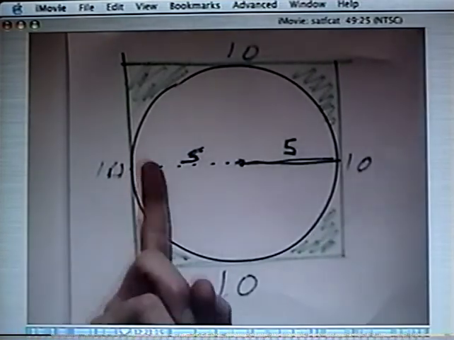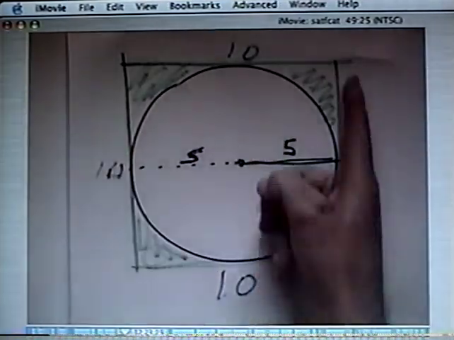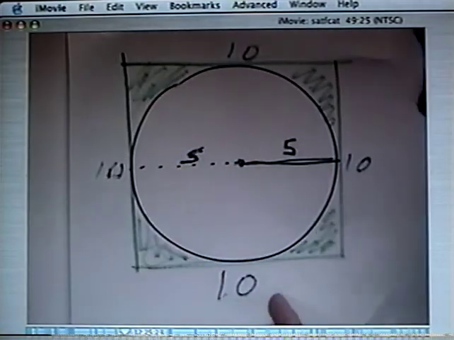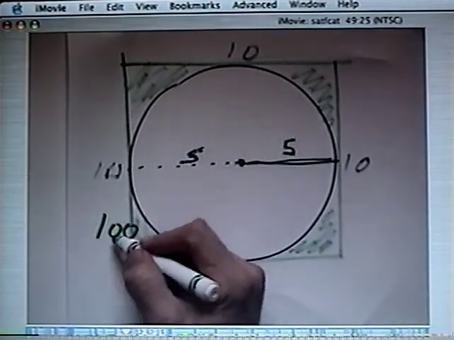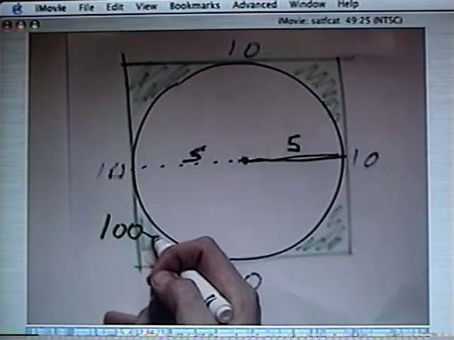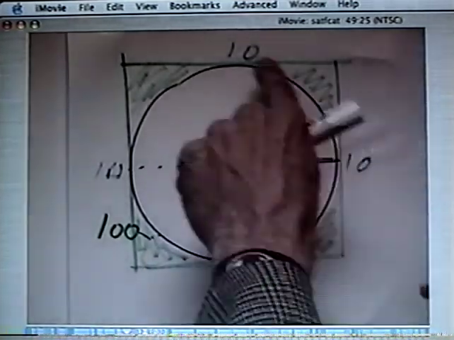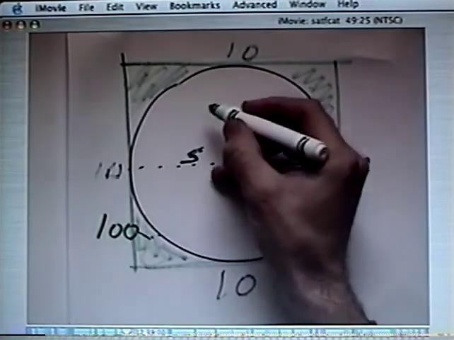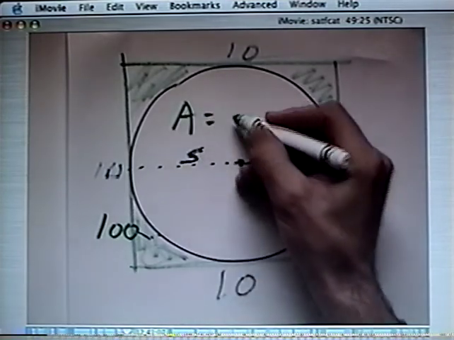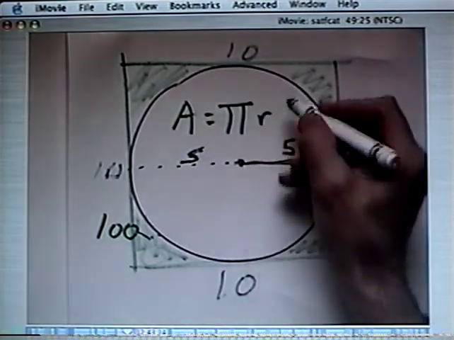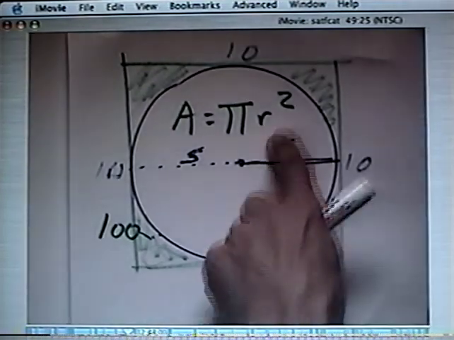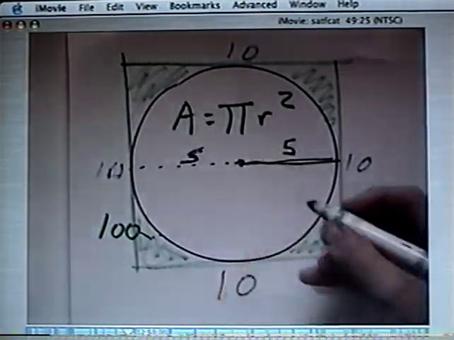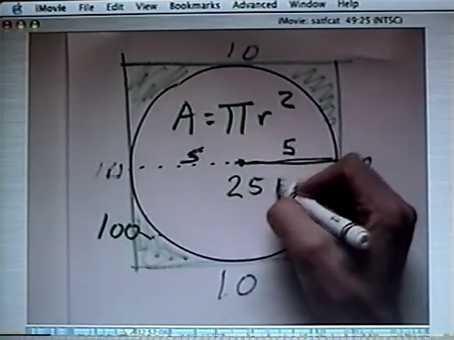So, here's the challenge. What is the area of the entire square? 10 times 10. So that gives us 100. I'll put that right here. In the center, we know that the formula, area equals pi r squared. We know that the r here is this number, the 5. So this will be 25 pi.